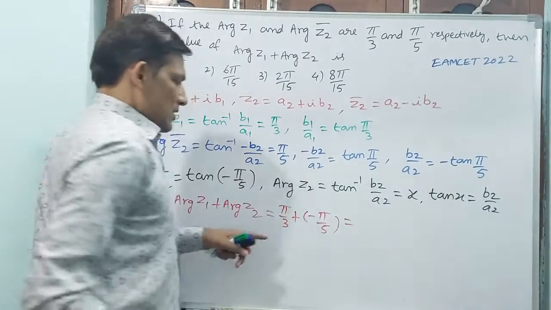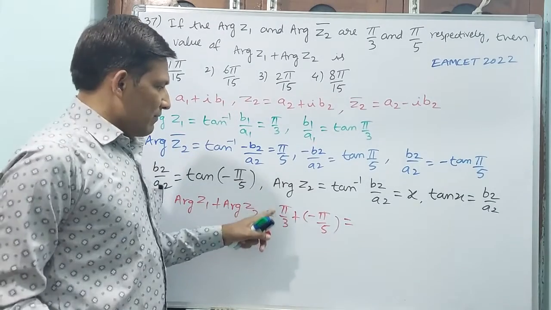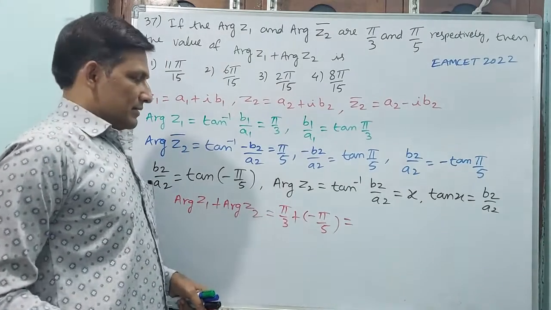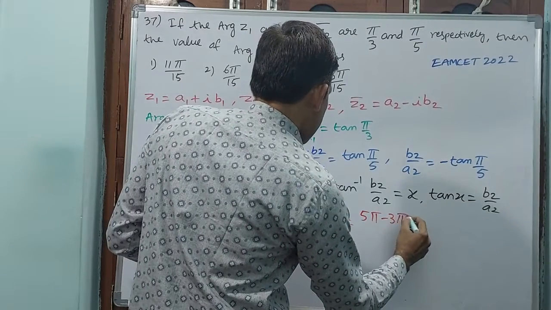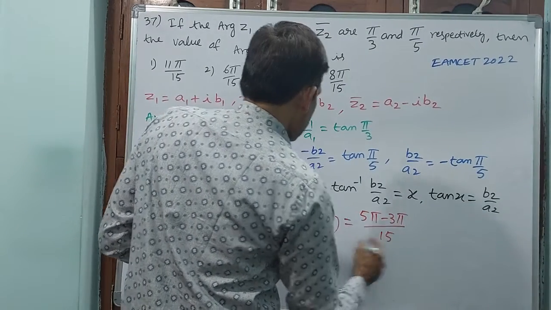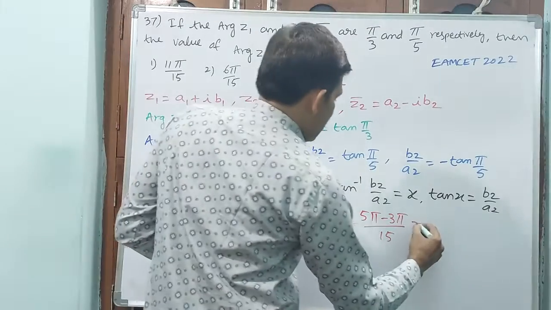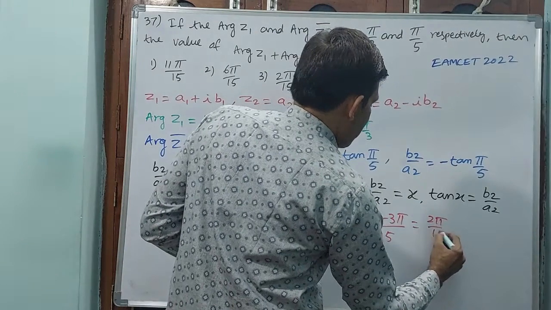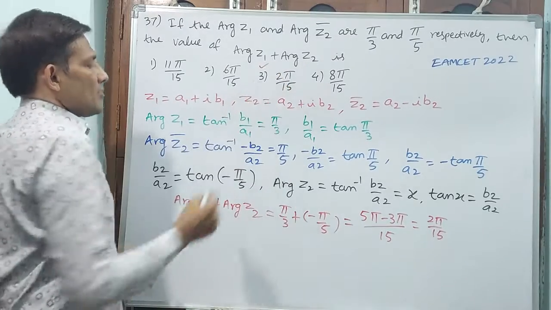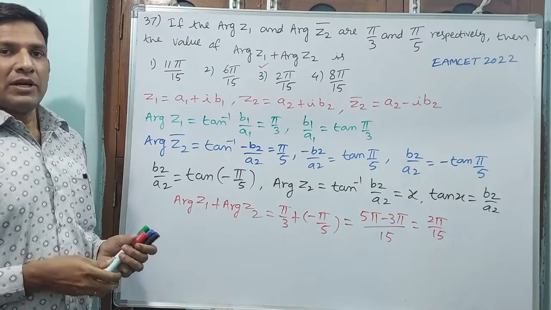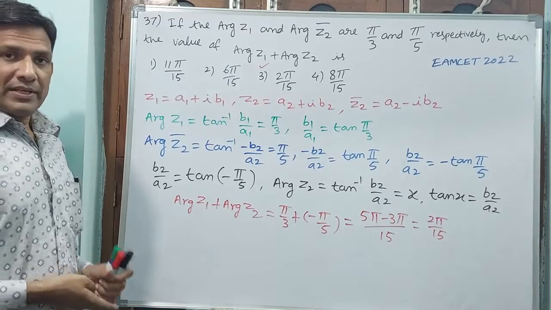Pi by 3 minus pi by 5 means 5 pi minus 3 pi divided by 15, that is 3 into 5. What will be the answer? 2 pi by 15. 2 pi by 15. This, the third one, is the answer. Take this. We will go for the 38th question.